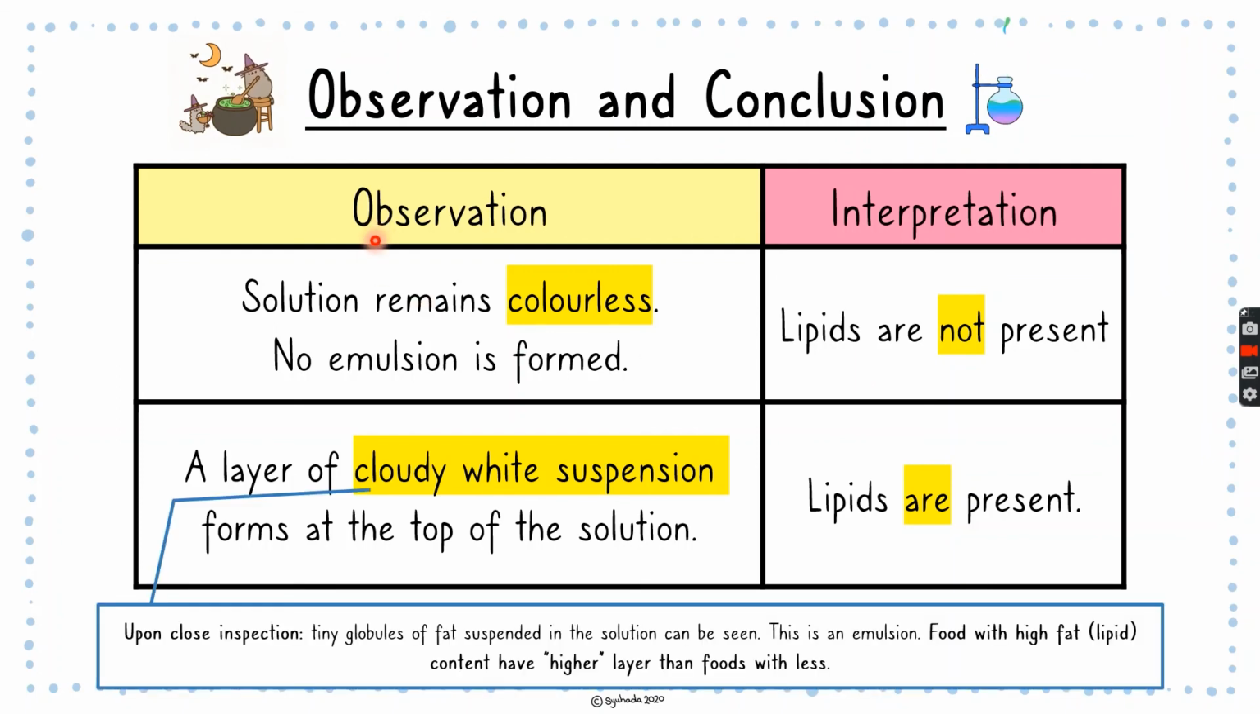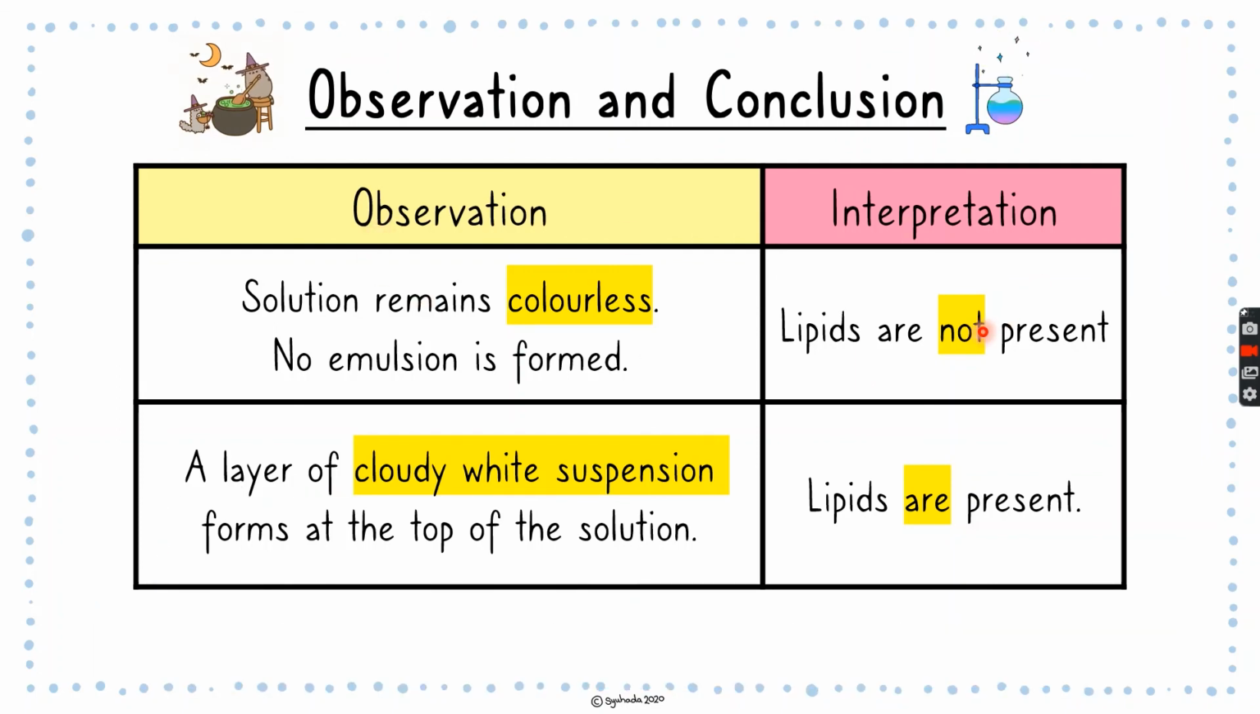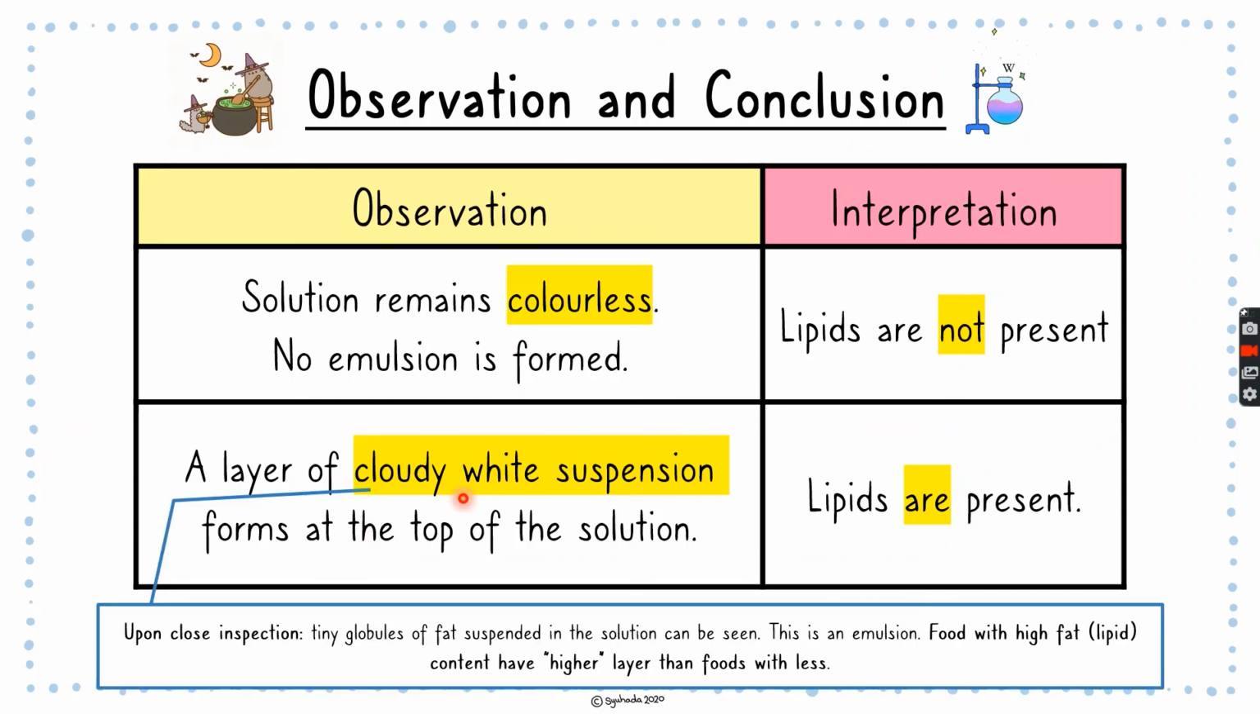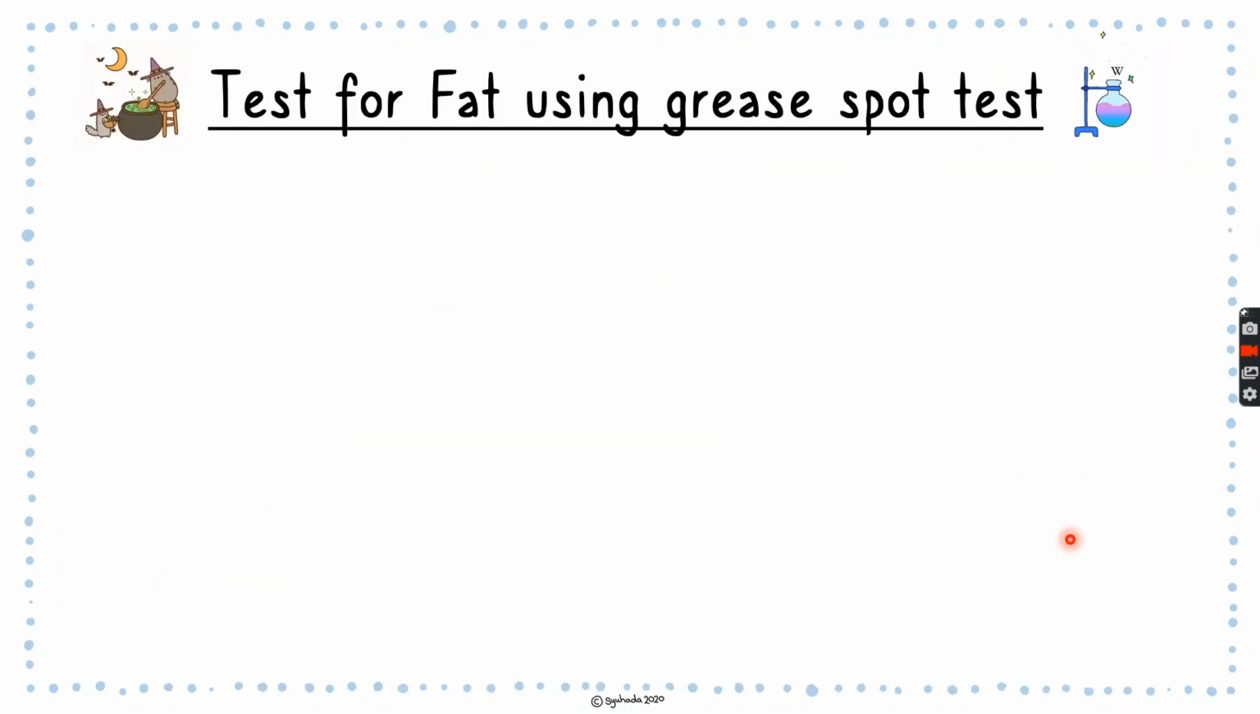So the observation for a negative result is that the solution will remain colorless. No emulsion is formed. But if you have a layer of cloudy white suspension formed at the top of the solution, this means that there are actually tiny globules of fat, and this is called an emulsion. So food with high fat will have a higher layer of that white suspension. This means that lipids are present.